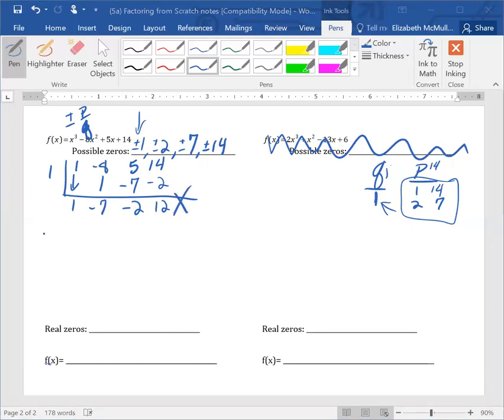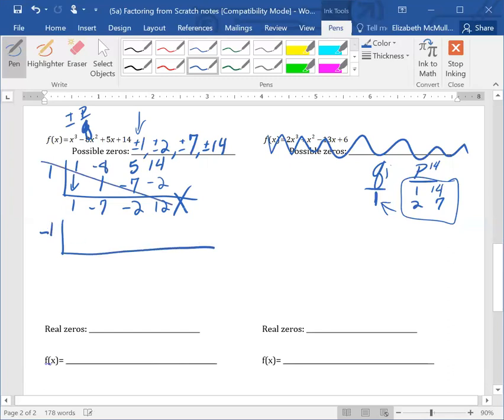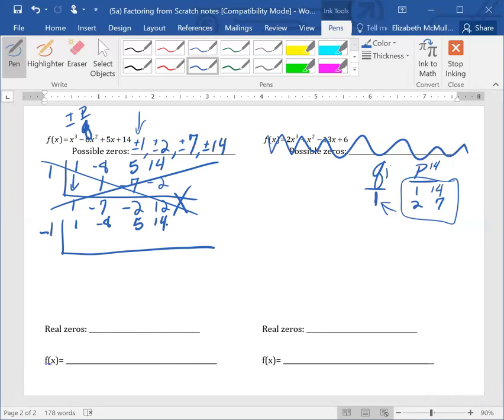All right, let's try the next one. So let's do -1. This one does not work. So 1, -8, 5, 14. Sometimes you get lucky on your first try. Sometimes you don't. All right. That's why synthetic division is so nice, because it's fairly quick.